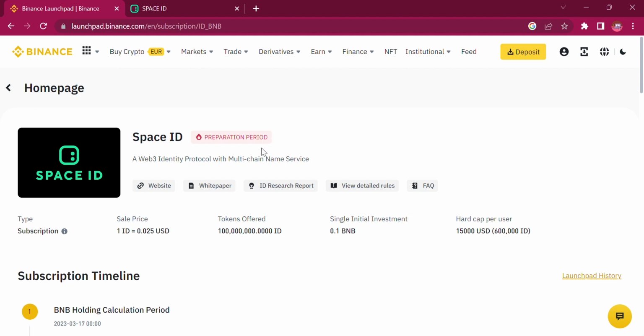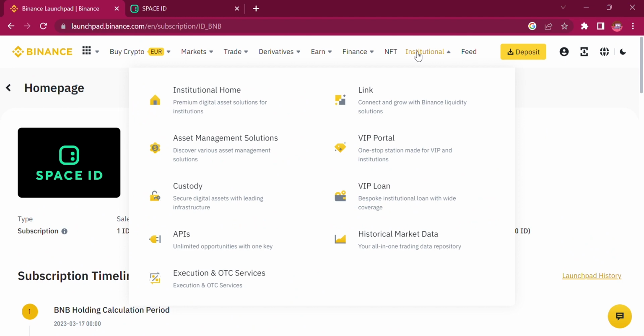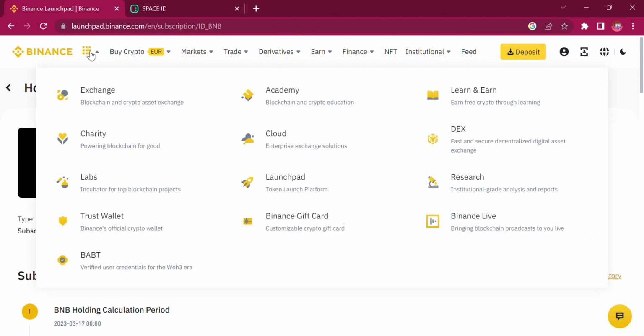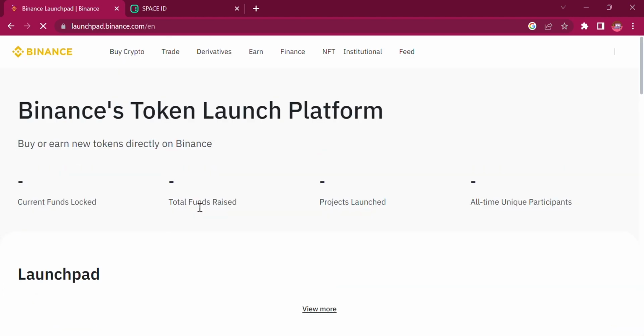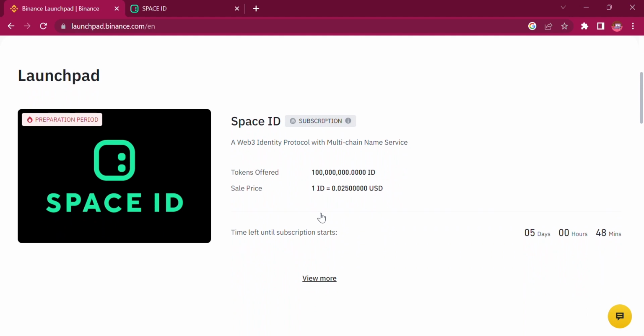Right, so I'm already logged in here into my Binance application. What's happening is that right here, you can just navigate and move to Launchpad. When you click on Launchpad, it takes you right here. So this is our Launchpad Space ID, and I'm going to take you through the entire steps, what to take note of if you really want to participate in this particular launchpad.